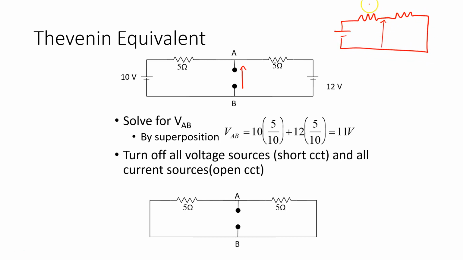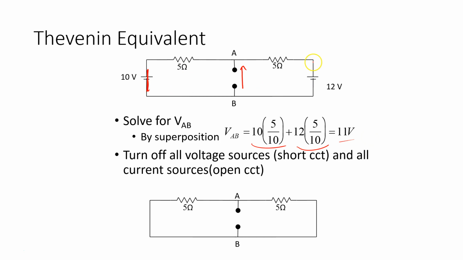And I would have 5 and 5, and the voltage here would then be 5 over 10 multiplied by 10, which is my voltage divider equation. And similarly, if I did it with the 12 volt source, I would have to short circuit the 10 volt, and then I would get 12 and half of 12, which is this, would give me 11. Now I could do it other ways as well.